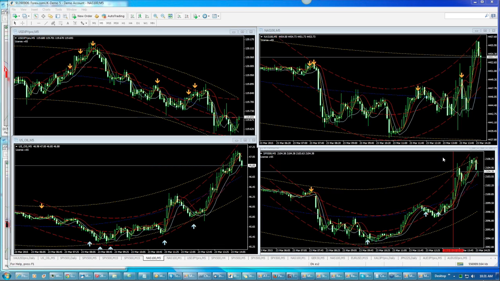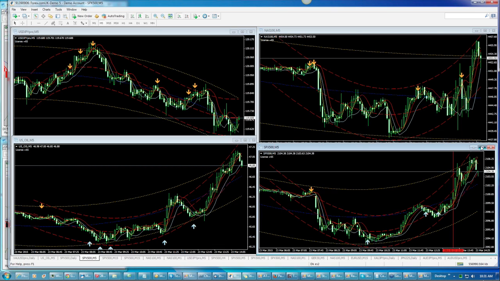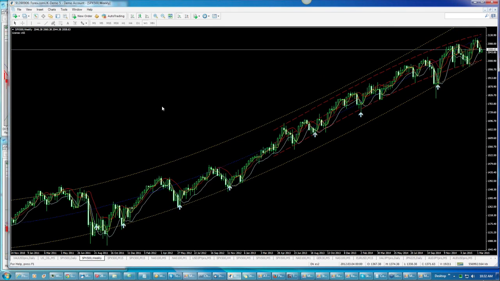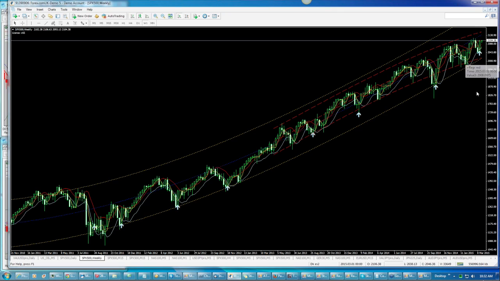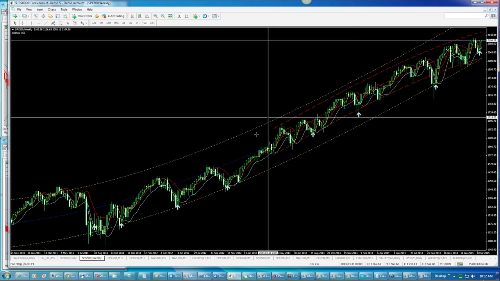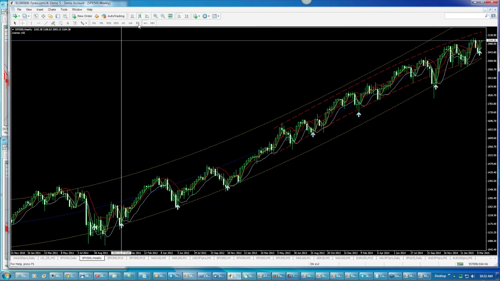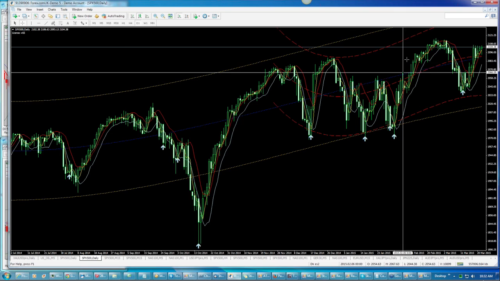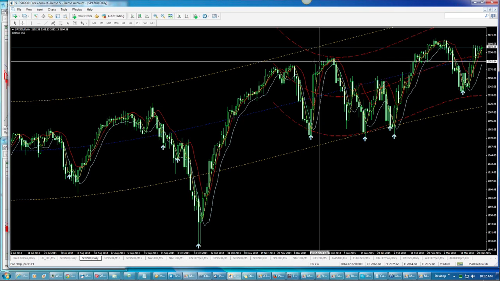Let's go to the charts real quick. I like to start out the week. I look at the weekly charts. So here's a weekly S&P. Still all systems go. Kind of hanging at those all-time highs here.